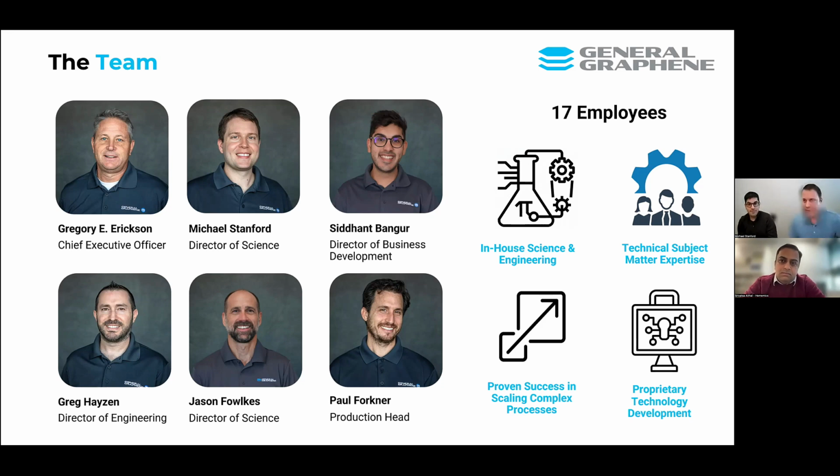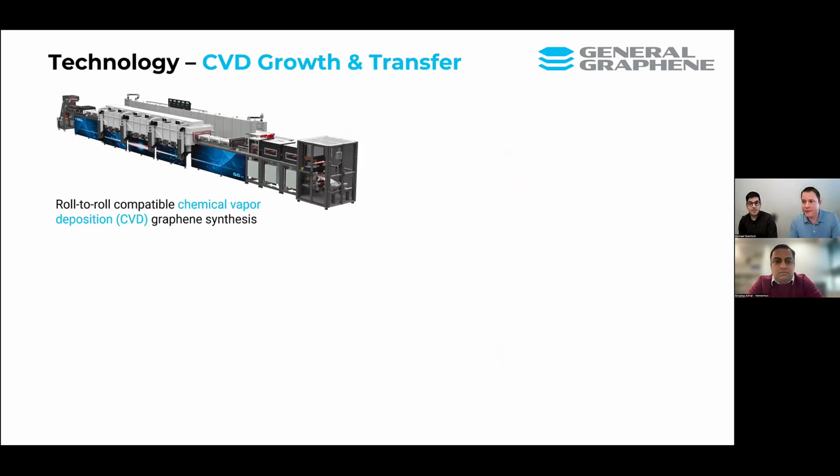Thanks, Siddhant. So my name is Michael Stanford. I'm the director of our science team here at General Graphene. And first, I wanted to touch on some of the technologies that we've developed, which we use in the production of our various products. So first, we have our roll-to-roll compatible CVD system that we use to primarily grow our flagship product, which is monolayer graphene on copper. This system is capable of producing in excess of 30,000 meters squared of monolayer graphene annually. However, it's largely driven by the appetite of our customers. So our largest product coming out of this is going to be in the sheet form of graphene on copper.